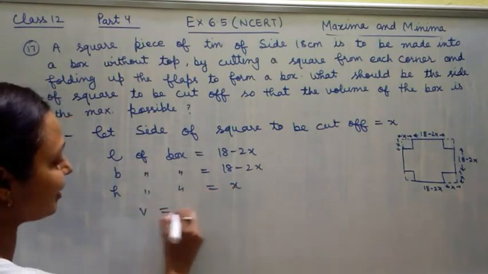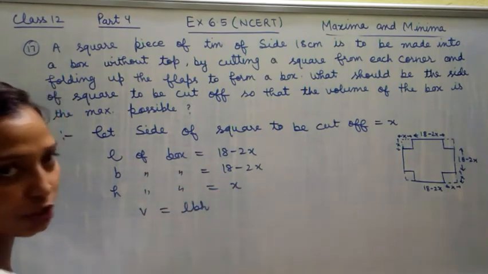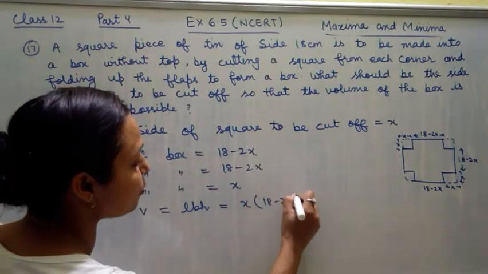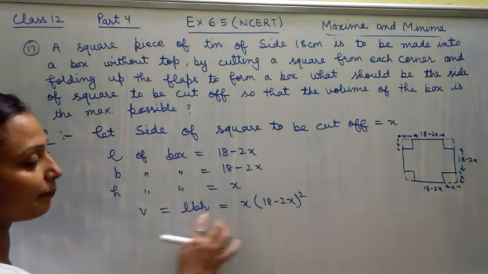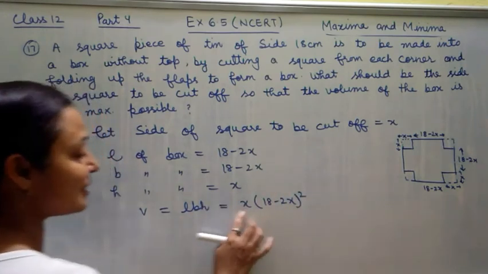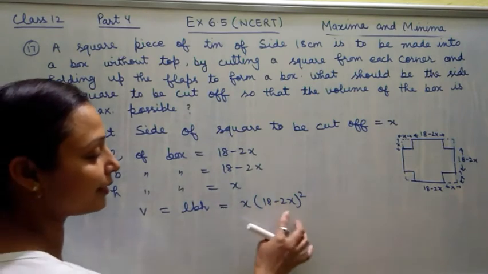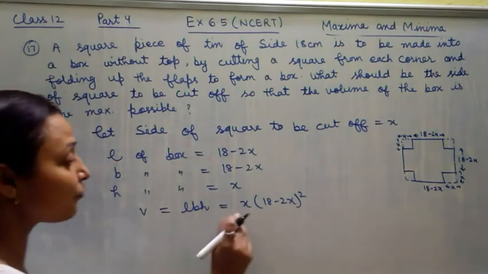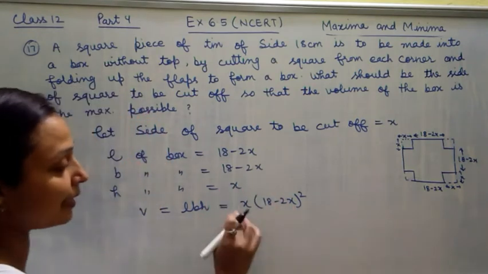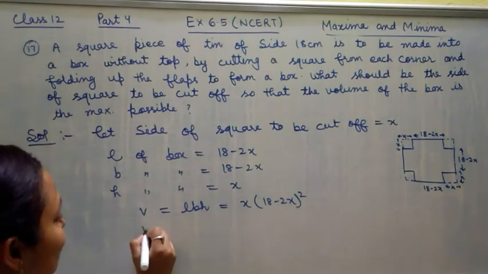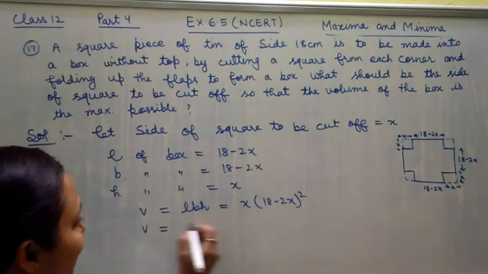So volume is equal to l b h. So you have to put the values: x times (18 minus 2x) whole squared, because length and breadth are both the same, so I will take a square, and x is the height, so I will write it as x into (18 minus 2x) whole squared. If you want to multiply inside it, okay, I will do it by the product rule.